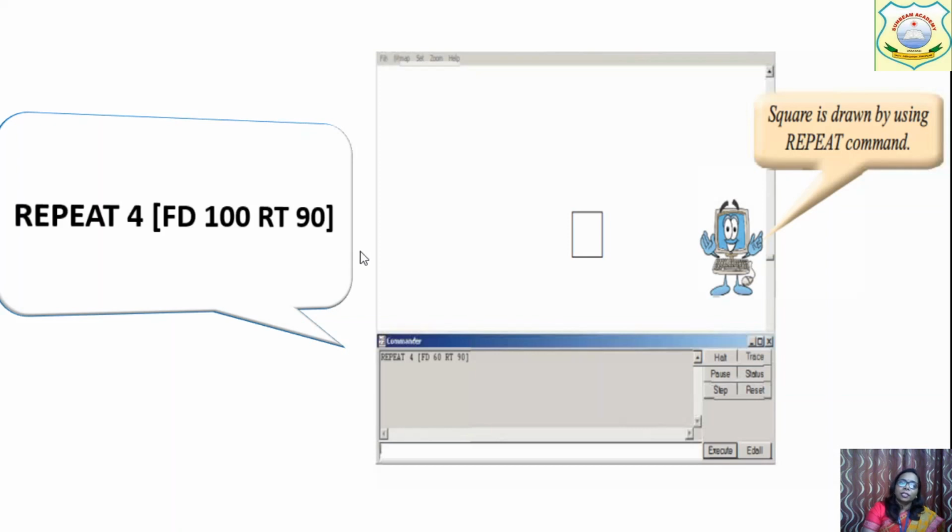How? This is the syntax of repeat. Repeat, this should be in capital letters. And then what is 4? This is the number of times that you want to repeat the command. And then square bracket. This bracket is called square bracket. And then the starting of the square bracket and closing. Which command do you want to repeat? FD100 RT90. So this is the repeat command for drawing a square.